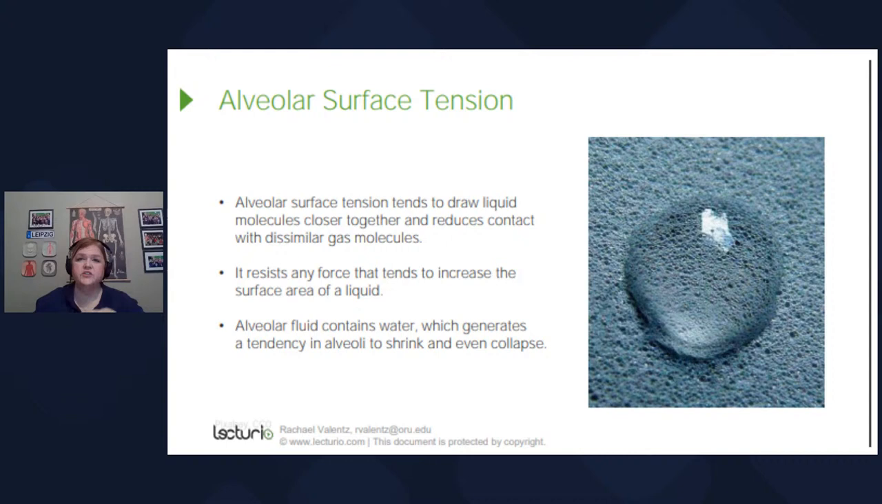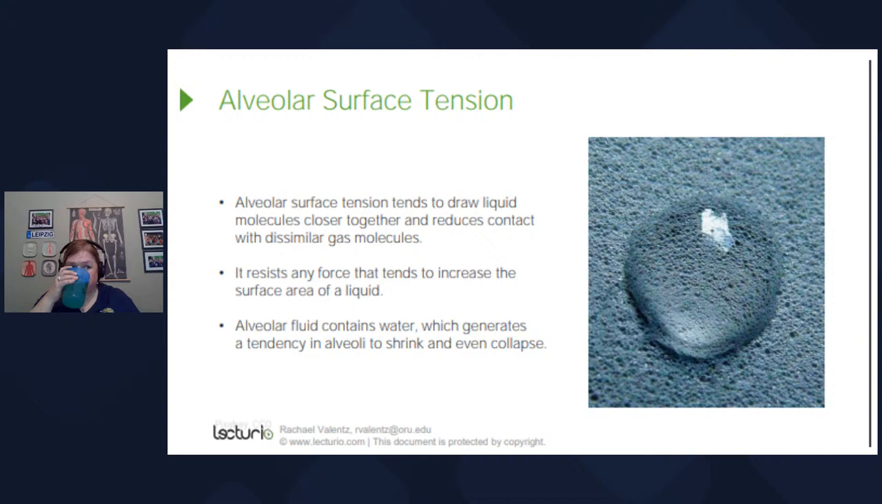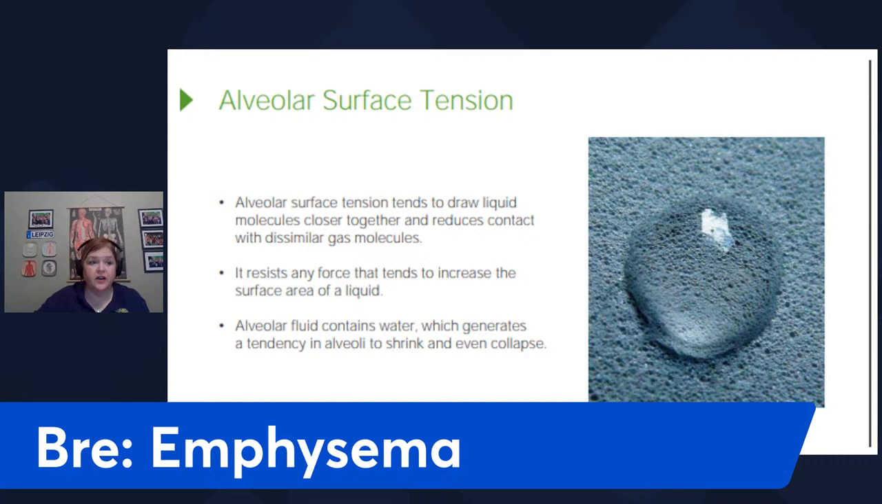Let's put some dots together. Which part of COPD goes right after the walls of the alveoli? Just destroys them. Anybody want to throw it in? Good, I'm seeing some responses. Emphysema. Remember, there's two parts. Yes, and Bree got it.